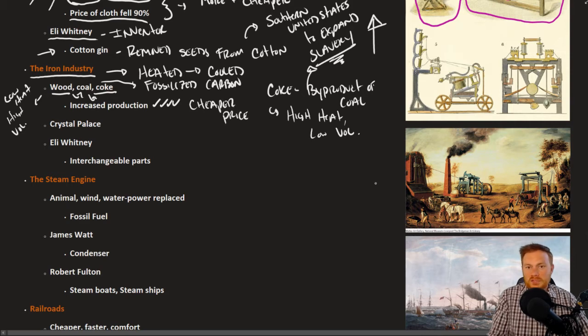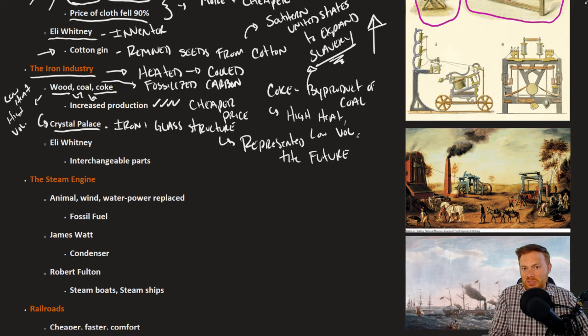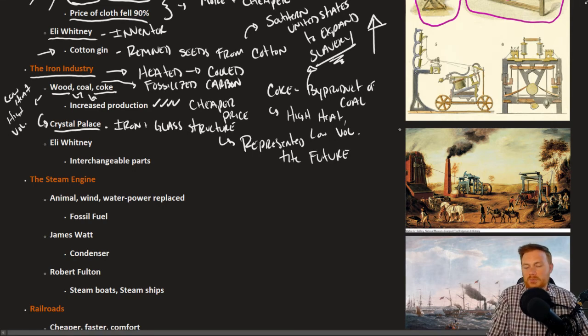This new industrial period was on display at the Crystal Palace. The Crystal Palace was an iron and glass structure that was built in England. And it really represented the future, the industrial future. Like I said, a crystal palace, whereas the amount of iron that was required to build something like a building wasn't strong enough, and it wasn't possible before some of these innovations.